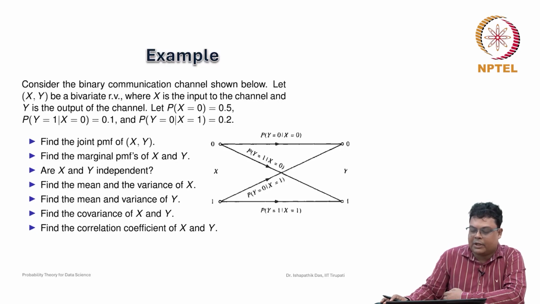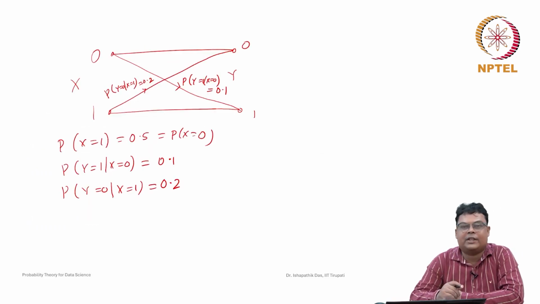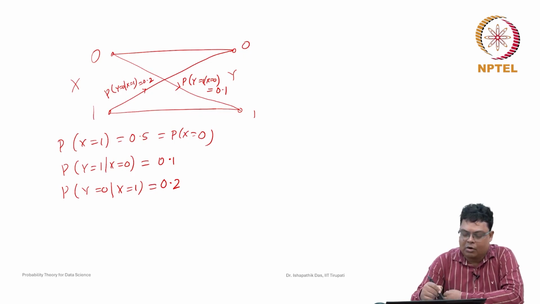Find the joint probability mass function of x y. So, some of the conditional probability mass function values are given, but not all values. We have to find them out using the properties of the conditional probability mass function. So, what are those properties?